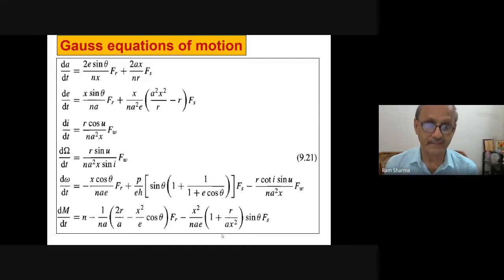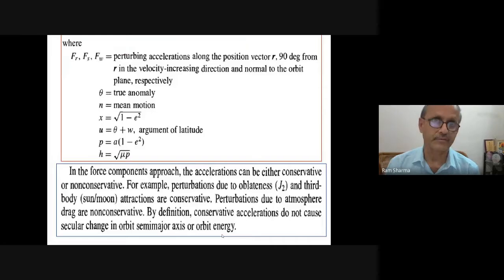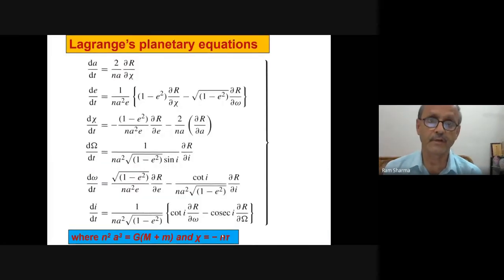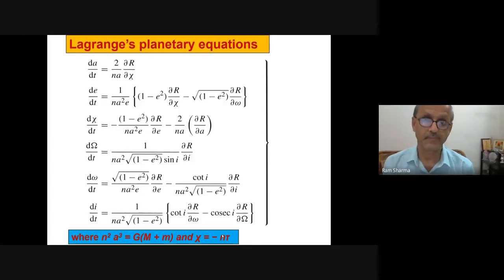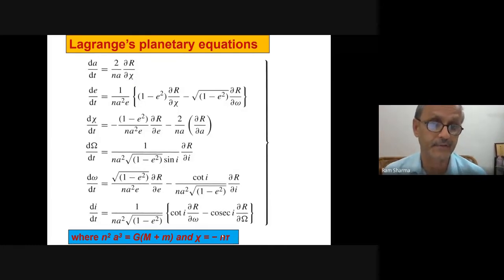So these are the equations, but then we have another set, the Lagrange equations, where you can take oblateness and lunisolar perturbations. Still, things are open. Some work has been carried out, but we still do not have mean elements where the effect of the Moon and Sun has been taken properly.